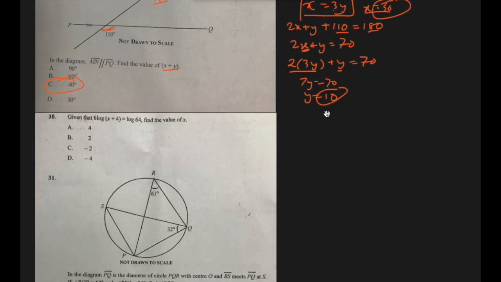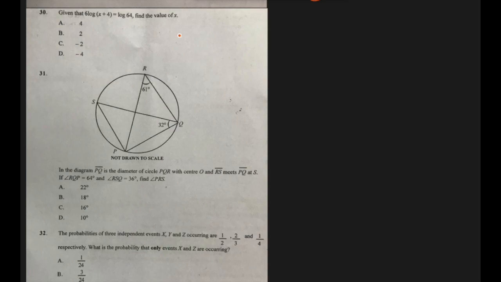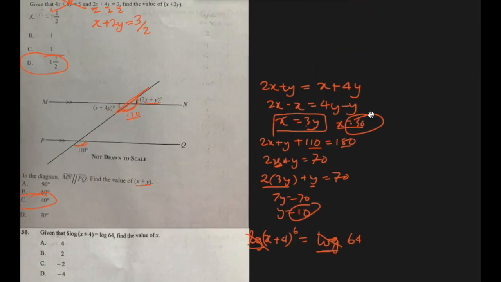Number 30. Given that 6 log of x plus 4 is this. Okay. Since both sides have log, we can do this. We can remove 6. So it will become log of x plus 4, and 6, which was the coefficient, becomes the exponent here, equal to log 64. Right? Since both of them are logs, we can get rid of them. Just like in a previous part, we equated the exponents.